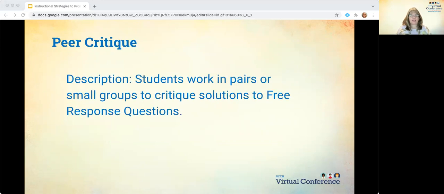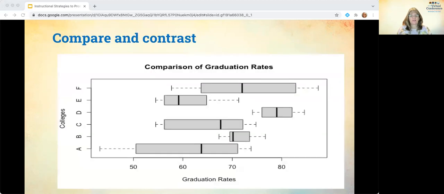Let's take a look at this second teaching strategy, peer critique. This is where students work in pairs or small groups to critique solutions to free response questions. This is an example of a graph that was given to my students at Moravian University. I teach elementary statistics, and this was a set of 6 box plots showing graduation rates at colleges A through F, and the students were asked to compare and contrast the graduation rates.